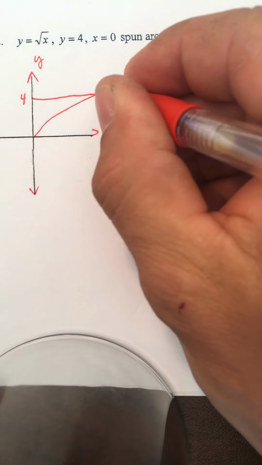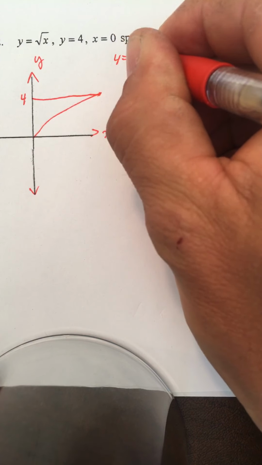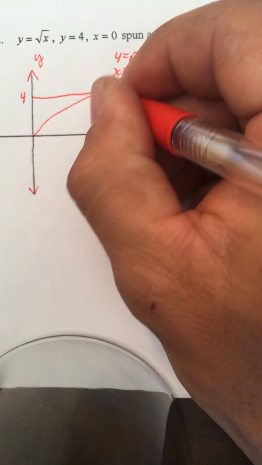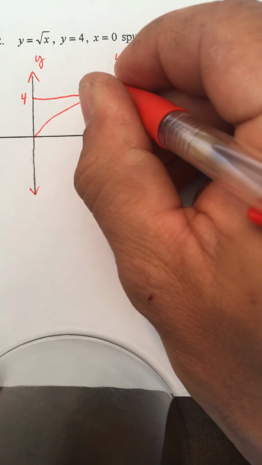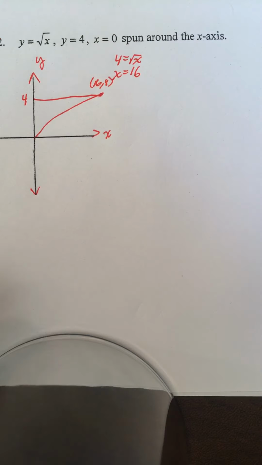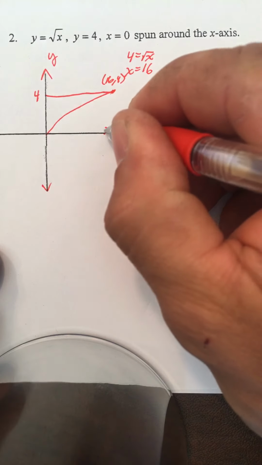If we wanted to find this point, we could set the function equal to 4. We square both sides and we get 16. So we know that this coordinate would be 16 comma 4. It's really not going to come in handy. We're going to be revolving this, as we said, around the x-axis.